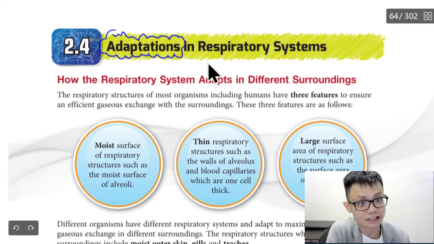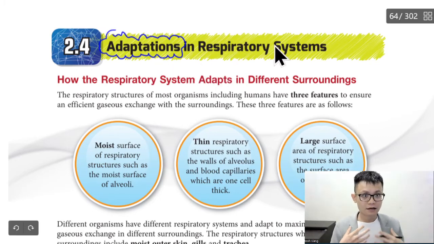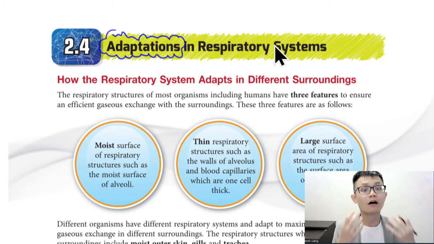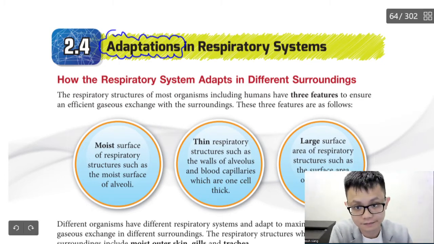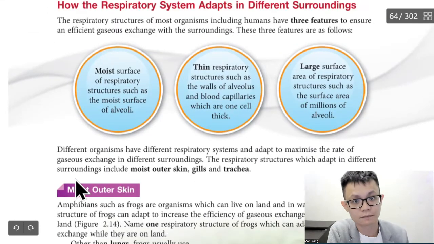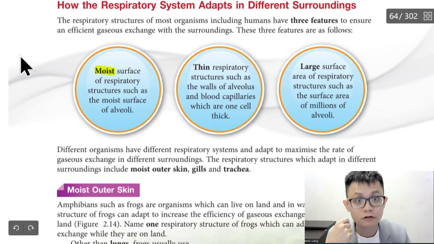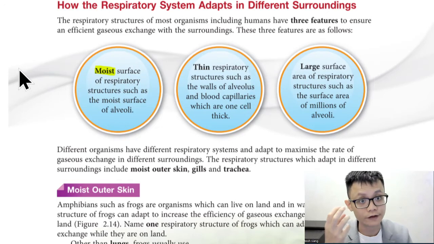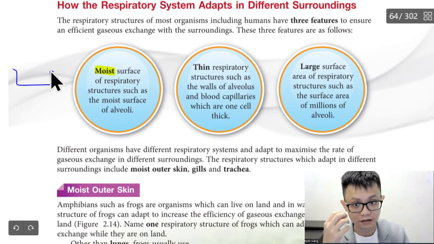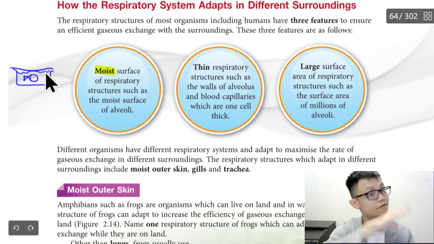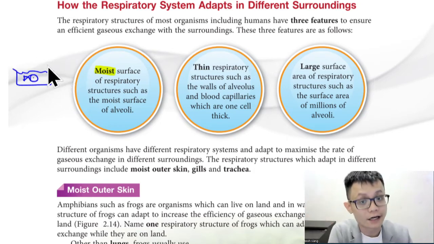Adaptation in the respiratory system means our lung. How does this help us to breathe properly? First, it has a very moist surface. Why a moist surface? Because there is water. Water will allow the oxygen to diffuse. For example, this is the fish, I always use this example. How does this fish breathe? If I take this thing and close it, the fish will die. But if I open it, the fish will survive.